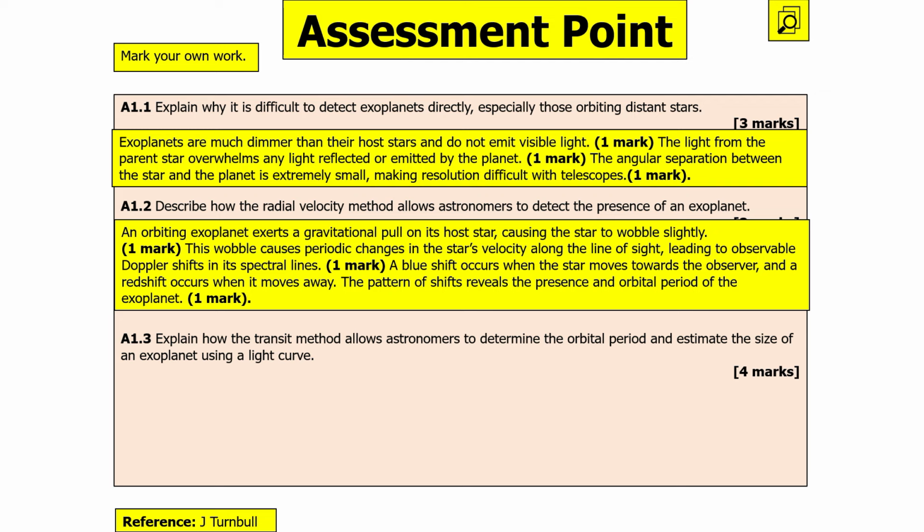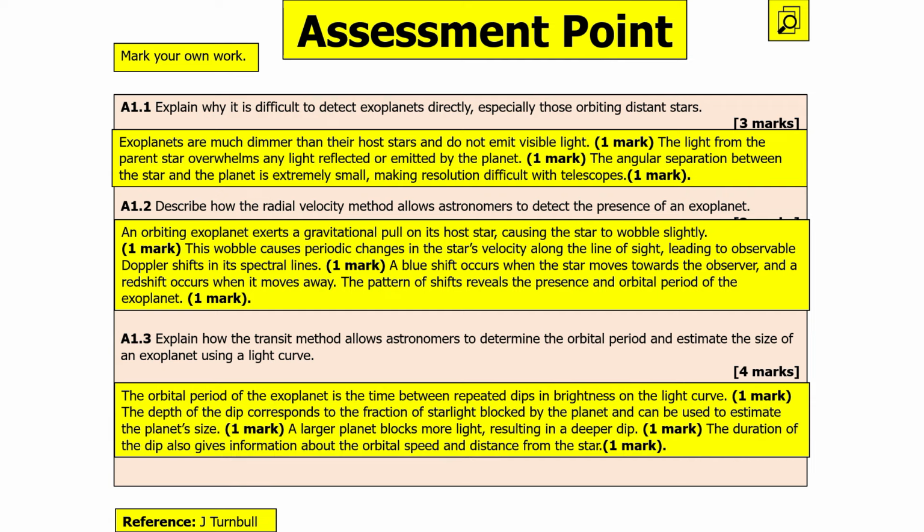An orbiting exoplanet exerts a gravitational pull on its host star, causing the star to wobble slightly. This wobble causes periodic changes in the star's velocity along the line of sight, leading to observable Doppler shifts in its spectral lines. A blue shift occurs when the star moves towards the observer, and a red shift occurs when it moves away. The pattern of shifts reveals the presence and orbital period of the exoplanet.